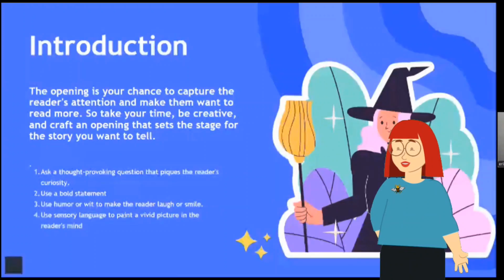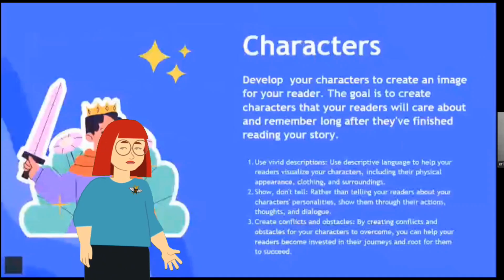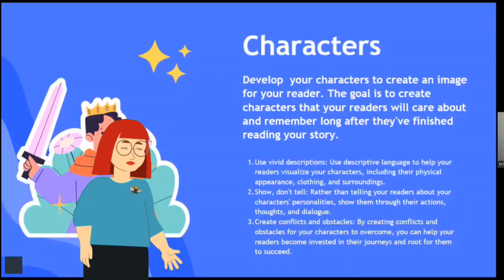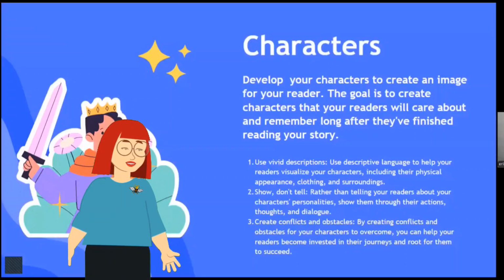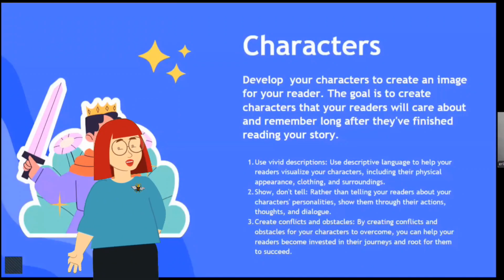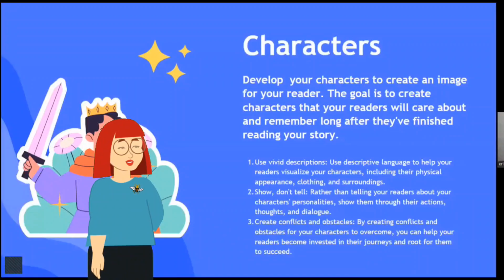And then we have characters. Develop your characters to create an image for your reader. The goal is to create characters that your readers will care about and remember long after they finish reading your story. So use vivid descriptions, such as visualize your characters, including their physical appearance, clothing, and surroundings. And then show, don't tell. Rather than telling your readers about your characters' personalities, show them through their actions, thoughts, and dialogue. And then the third is create conflicts and obstacles. By creating conflicts and obstacles for your characters to overcome, you can help your readers to become invested in their journeys and root for them to succeed.